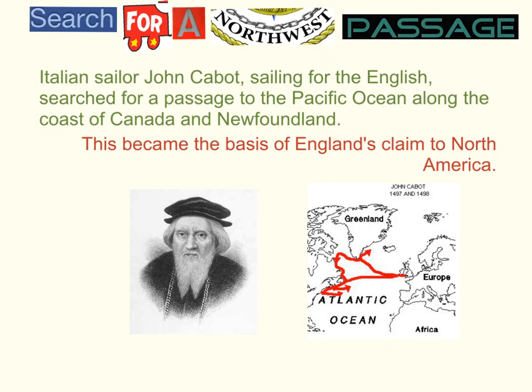The first to really try to find this Northwest Passage was an Italian sailor known as John Cavato. In English, his name was John Cabot, and the reason we call him John Cabot is he's actually sailing for England. John Cabot is searching for a passage to the Pacific Ocean along the coast of Canada and Newfoundland. And as you can see in the map here, Cabot leaves England, sails over to North America, looking all over for this Northwest Passage, but never was able to find one.